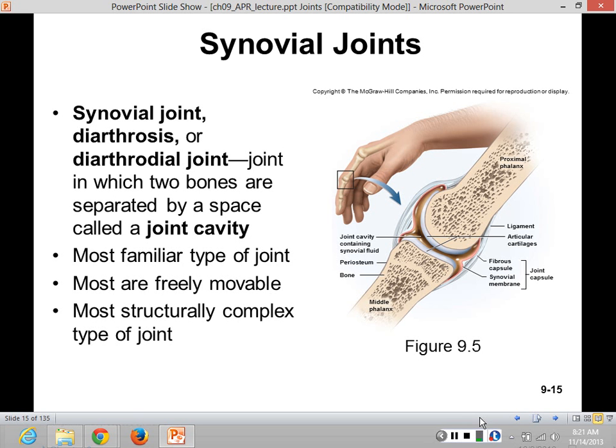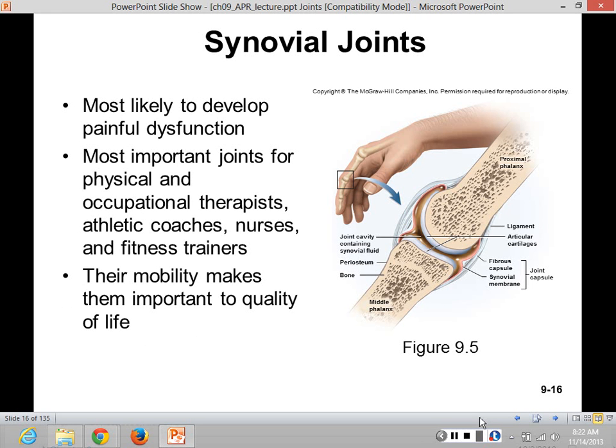Okay? And then certain professions need to know them. So you're going to have to know these movements when you leave Lawson and wherever you go, whether you are a kinesiologist, a PT, an OT, a nurse, athletic coaches, fitness trainers. These are the joints that are the most debilitating, leading to the crippling effects of rheumatoid arthritis.